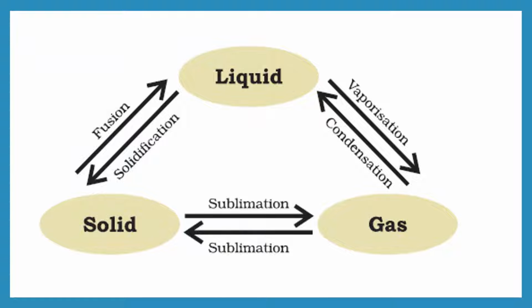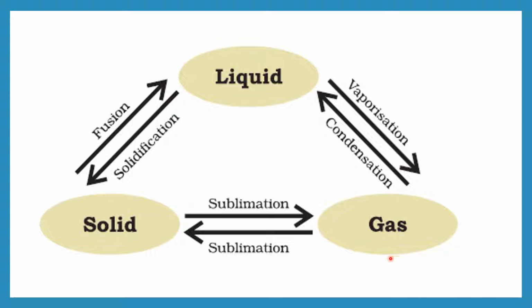So now we will see solid, liquid and gas interconversion. If we heat the solid, then it converts into liquid. That process is called fusion. And if we further heat the liquid and it converts into gas, that process is called vaporization.